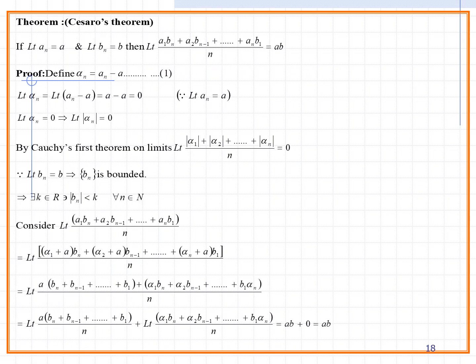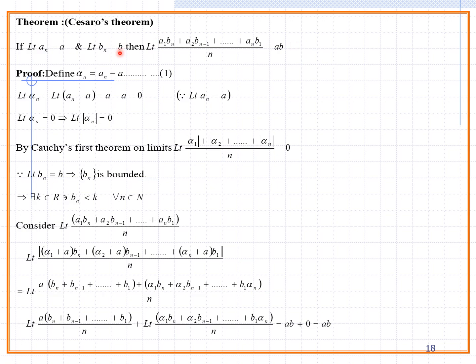Let us see this Cesaro's theorem. Cesaro's theorem says if limit an equal to a, limit n tends to infinity, that value is a, and limit n tends to infinity bn equal to b, the product, then limit a1 bn plus a2 bn minus 1 plus so on plus an b1 by n equal to ab. So the product divided by n also you can say is ab.